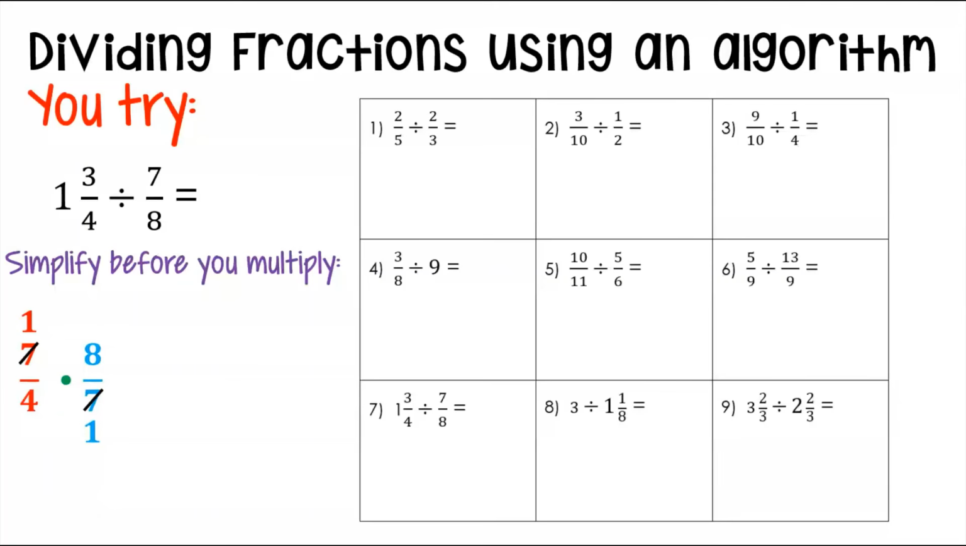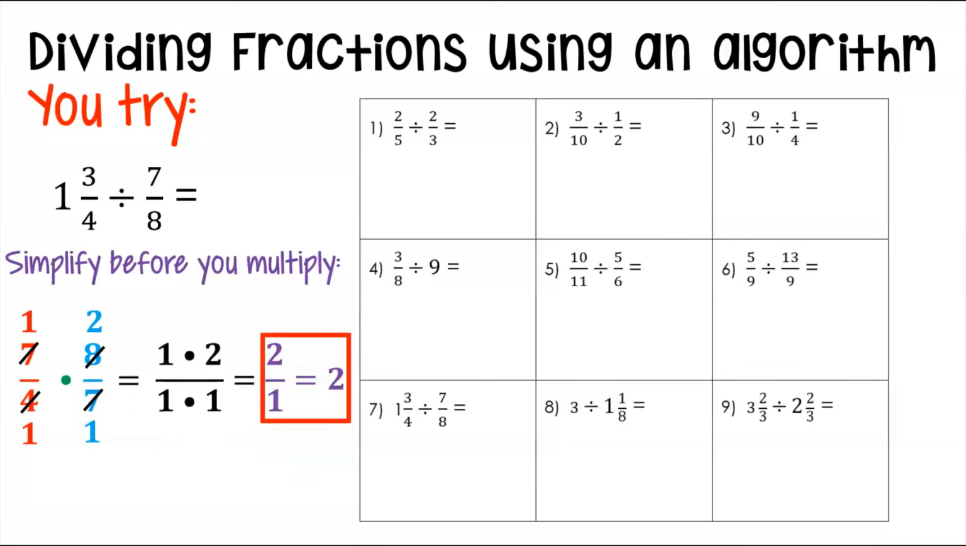Then we can know that 8 and 4 share a common factor of 4. If I divide by 4 on the bottom, I get 1, and if I divide by 4 on the top, I get 2. And now, since there's no other shared factors top to bottom, we can just multiply those numbers across. 1 times 2 is 2, 1 times 1 is 1, and the final answer is 2/1, which is the same thing as 2.